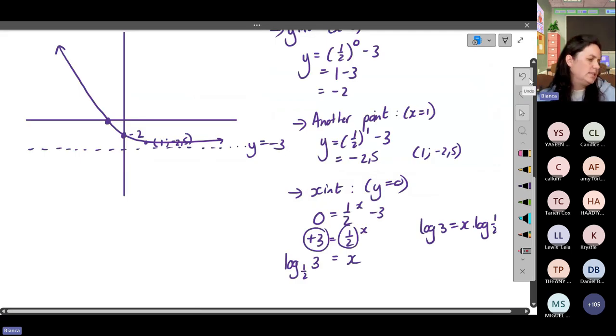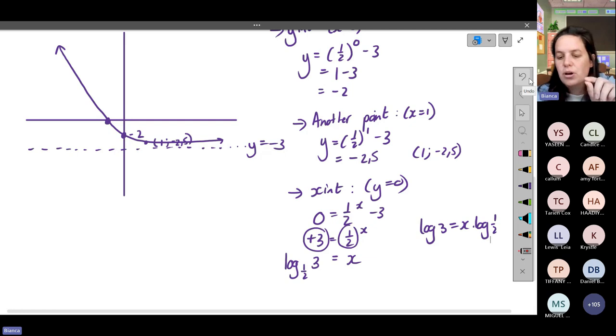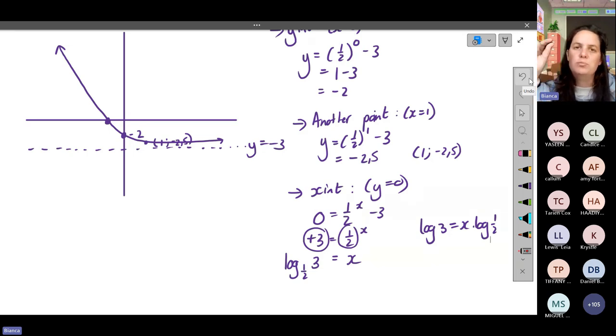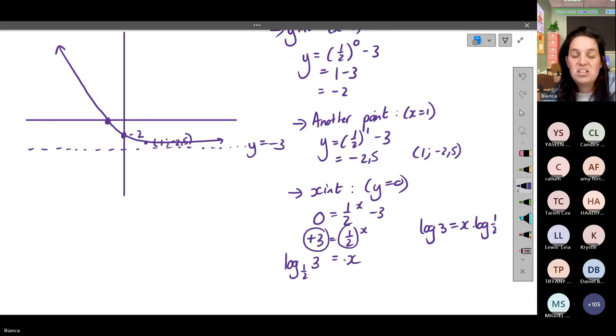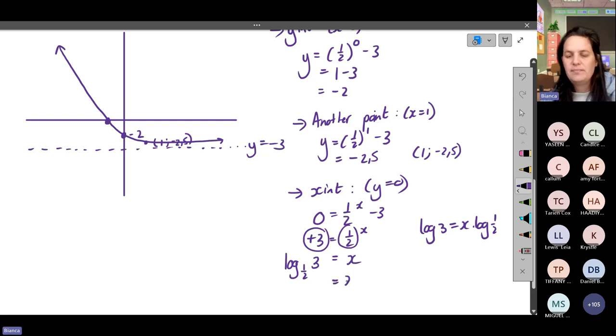On your calculator, you'll see there's a button that just says log, literally just the word log. And then there's a button a little bit higher up that says log, and then there's two blocks. I want you to use the log with the two blocks. In one block, I want you to put a half, and in the other block, I want you to put the 3. And then solve for x. Just click equals and tell me what you get. It should be a decimal.